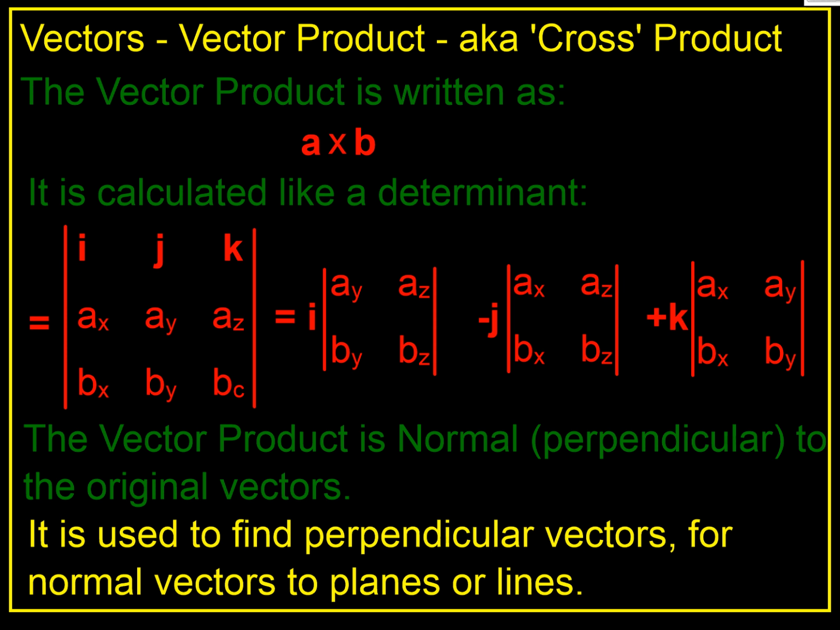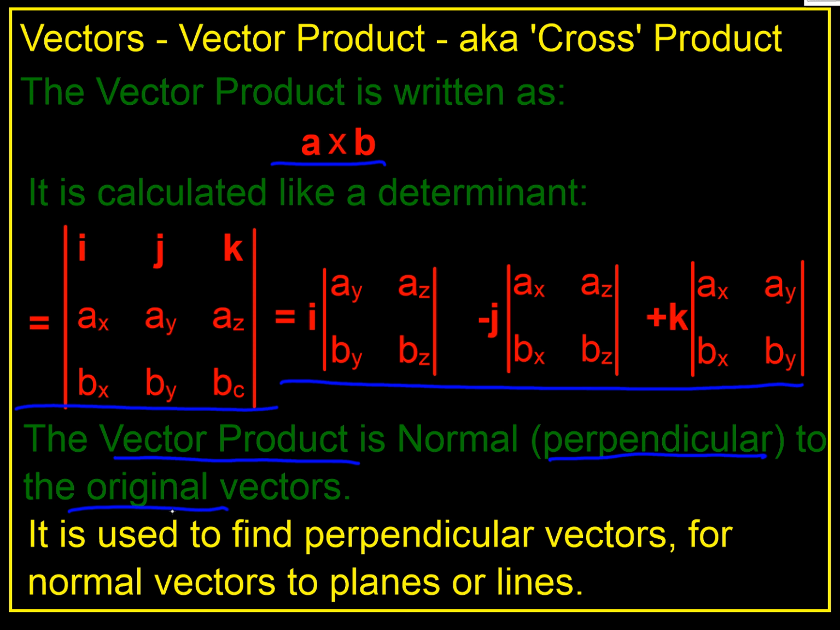In summary, the vector product is written as A cross B. We actually find the determinant of this 3 by 3 matrix, which expands out to that version there. The important thing is that the property is that the vector product always creates a vector perpendicular to the original vectors, and that's extremely useful if we're finding the normals to planes or lines. So there you have it.